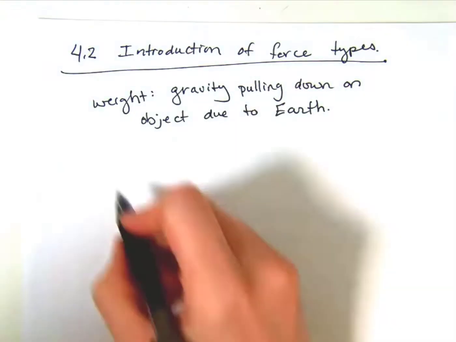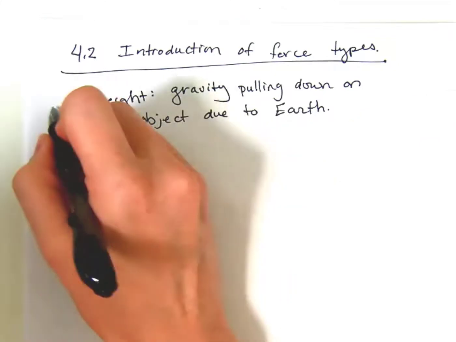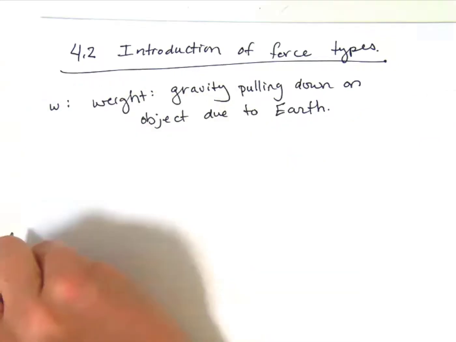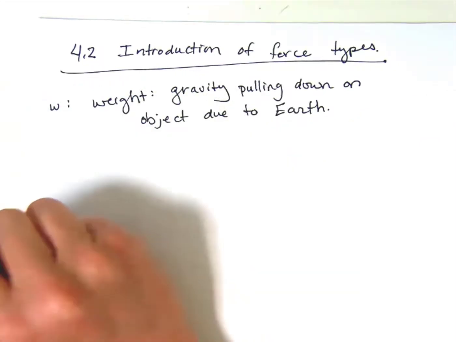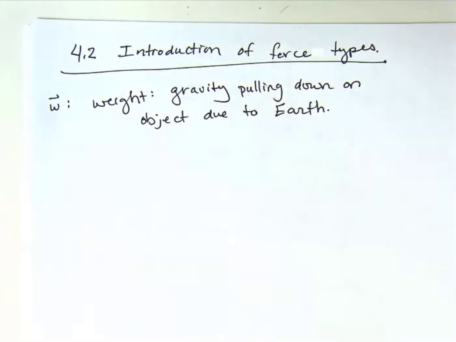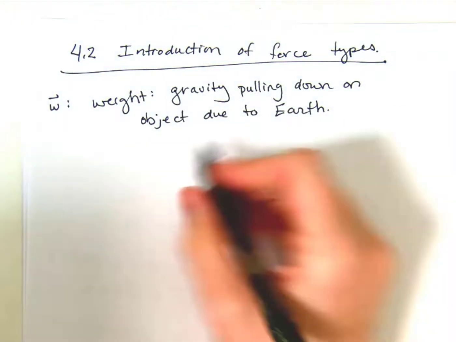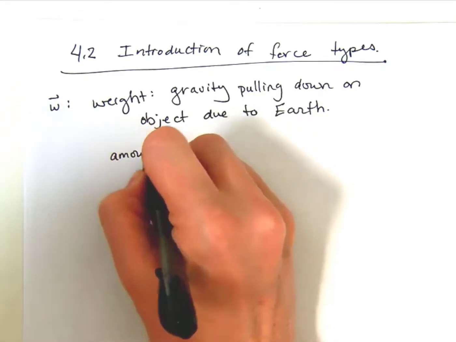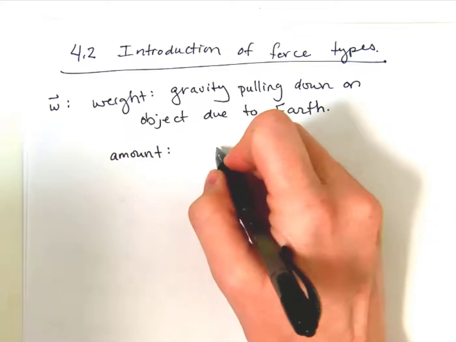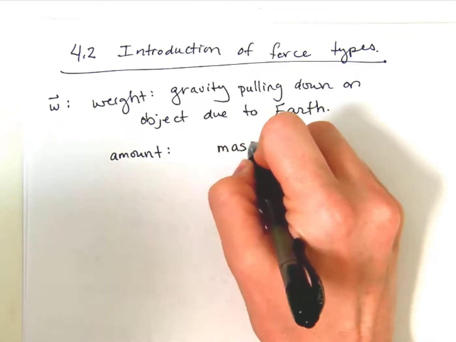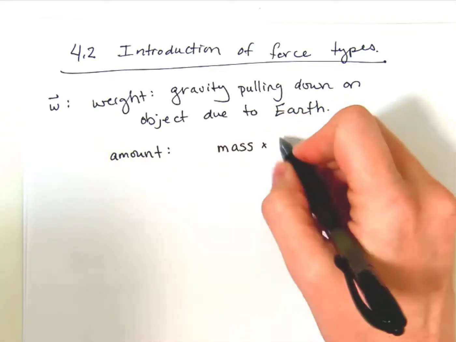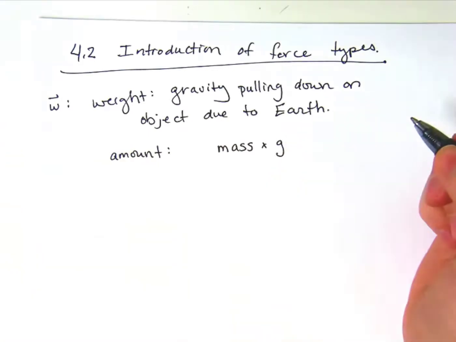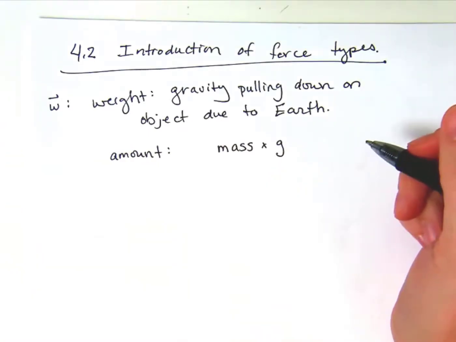Our abbreviation for it is going to be little w, and it's going to have an amount, a magnitude, and a direction. So it is a vector. All forces are vectors. If you get a question that says, what's the force? You should give an amount and a direction. The amount of it is going to be mass times the acceleration of gravity, which was little g, 9.80 meters per second squared.